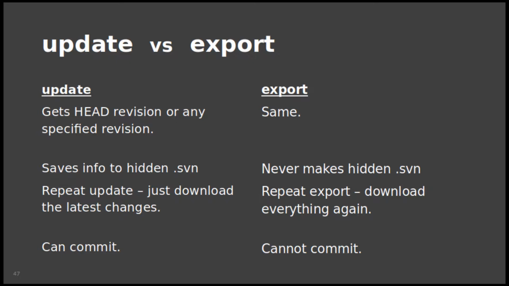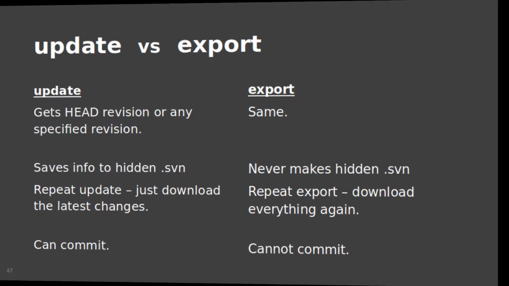Now, imagine a week of time goes by. When you repeat your update step, you quickly download just the latest changes. If one file has changed, you get that one change quickly. When you repeat an export step, you download everything again. Big difference. And what if you change something? If you have done a checkout plus update, you are able to commit back to the repo. But if you have done an export, you cannot commit anything back.